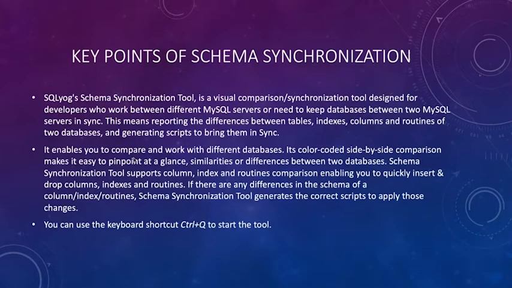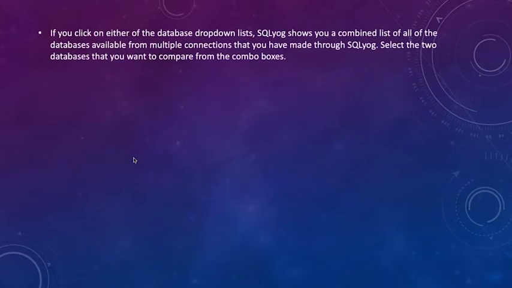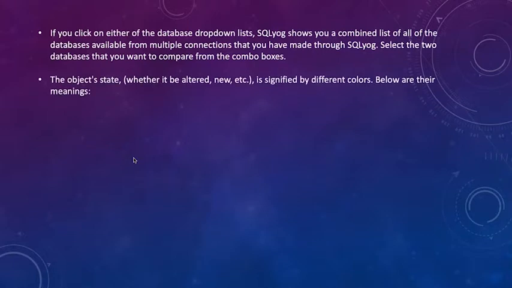Now, you can initiate this with the Control Q shortcut to start the tool. If you click on either of the database drop-down lists, SQL Yoga shows you a combined list of all the available databases from multiple connections that you have made through SQL Yoga. Select the two databases that you want to compare from the combo boxes.